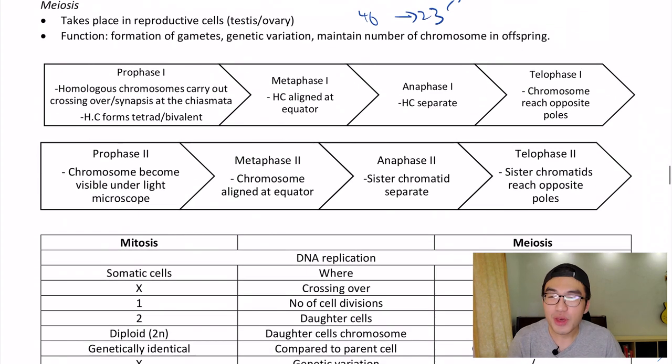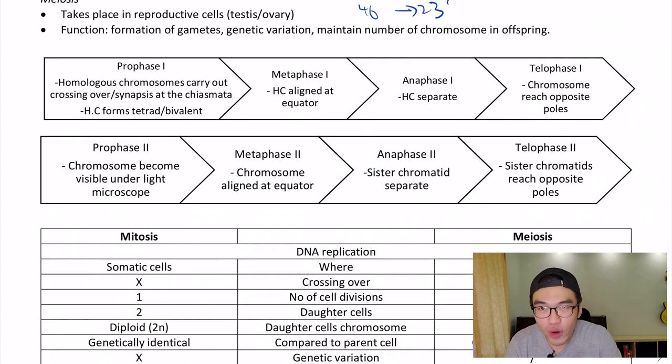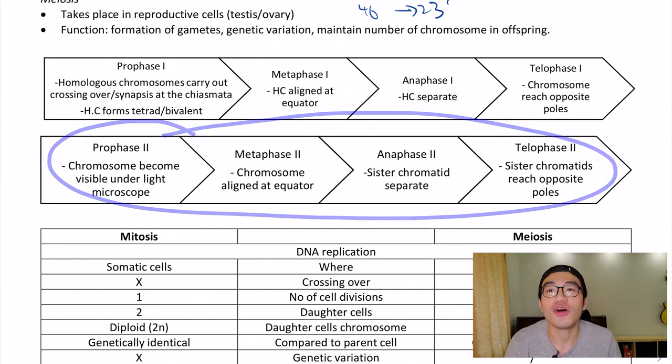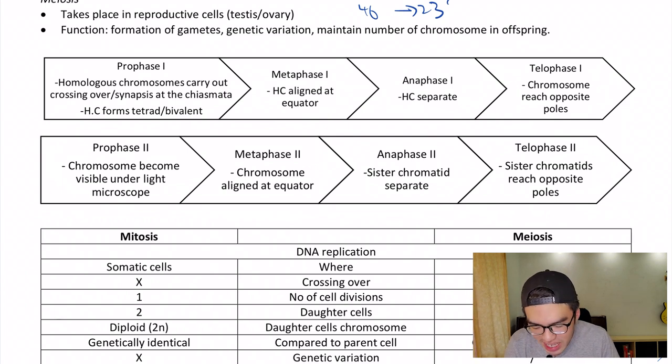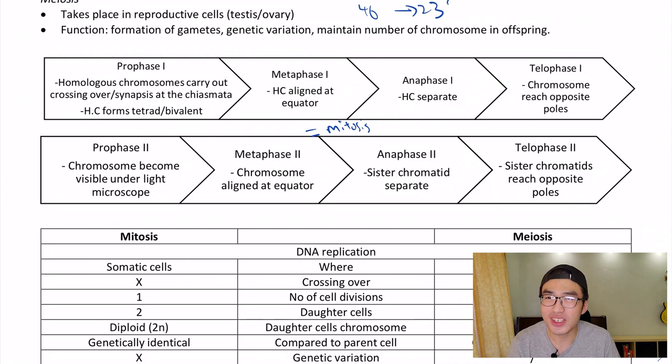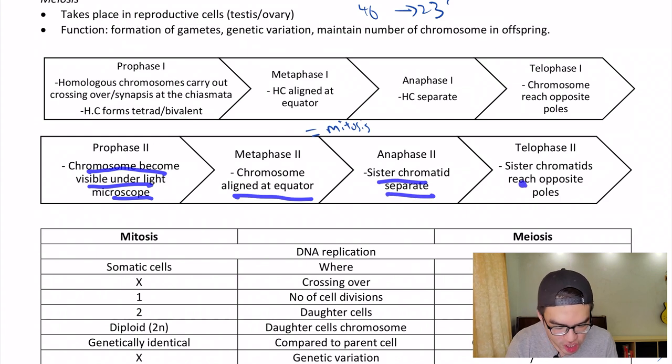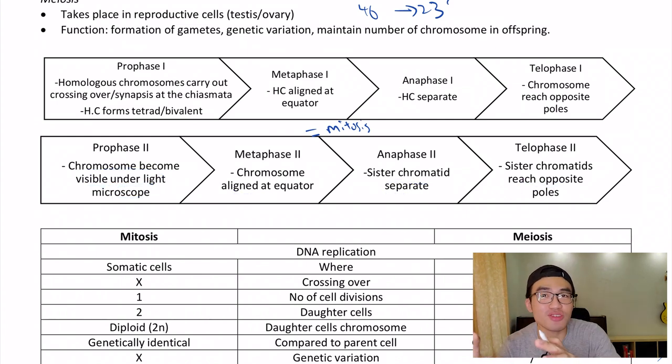Simple. So meiosis is slightly complicated because you have PMAT1 and PMAT2. That is your meiosis 1 and your meiosis 2. A quick way to memorize: PMAT2, which is your meiosis 2, is equal to mitosis. What do I mean? If you look at the explanations, they are all the same. Chromosomes become visible under light microscope, align in equator, sister chromatids separate, reach opposite pole. So if you memorize your mitosis, that will be your meiosis 2 already.